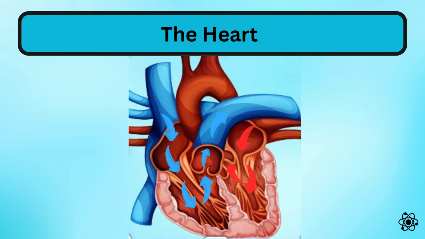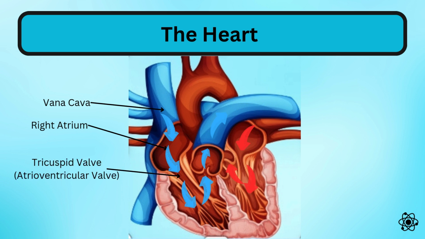Let's learn the structures of the mammalian heart now. This is the right atrium, one of the heart's 4 chambers. This is the vena cava. Deoxygenated blood coming from the body flows into the right atrium through this vein. This is the tricuspid valve. It is an atrioventricular valve which separates the atria from the ventricle on each side of the heart and prevents the blood from flowing back into the atria.